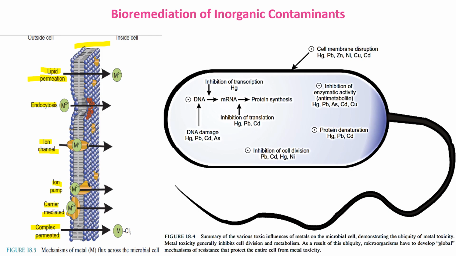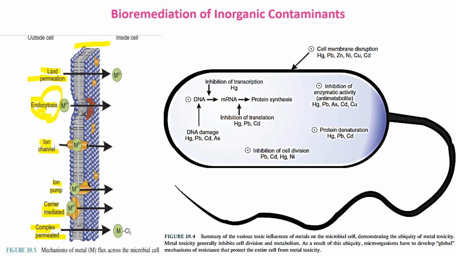But other than that, we also have endocytosis, where the metal is transported into the cell through membrane budding, and we have ion channels, ion pumps, and permeases, which are complex membrane proteins and carrier proteins, which help in active transport. That is, they spend energy to get the metal transported into the cellular matrix. So what happens to this metal once it enters the cell?